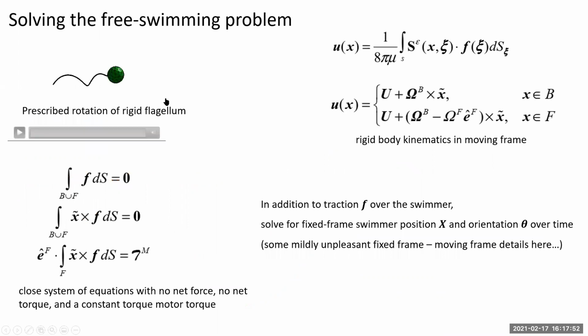So how are we going to solve for how this bacterium is swimming through the water? Well, we prescribe just the rotation of this tail. I'm going to say it's rigid, which is a decent approximation for bacterial flagella. And the way we solve for how it's going to swim is because we know there's no external forces or torques on this thing, we can say the sum of the forces is 0, the sum of the torques is 0, and we're going to set the torque between the two. We're going to set what I call the motor torque that's causing this tail to rotate.